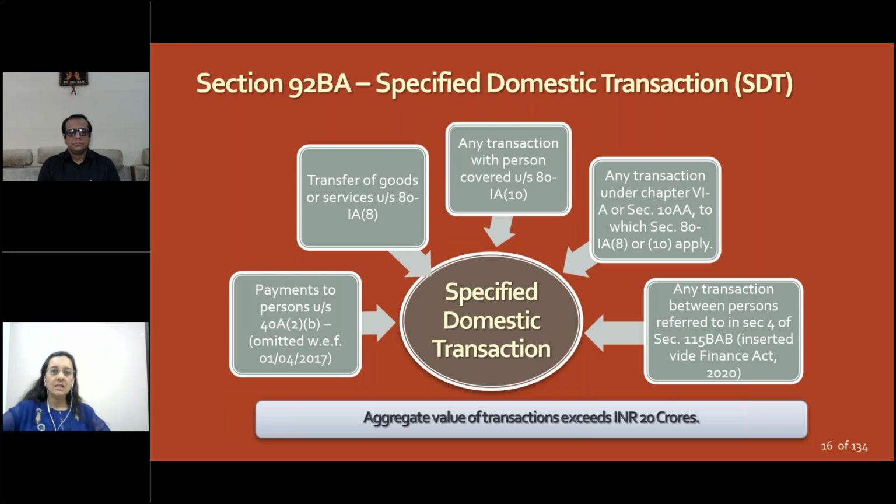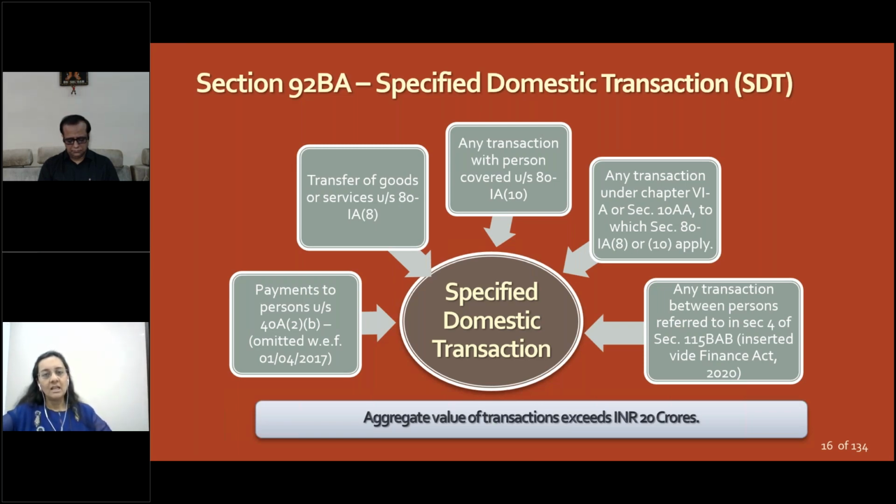Like I said earlier, based on the GlaxoSmithKline case, the SDT came into our law. The first thing that the SDT got into our law was 40A(2)(b). Now 40A(2)(b) was in our law for a long time. What was the need of inserting 40A(2)(b) into transfer pricing? If you remember, 40A(2)(b) said that there is no expenditure that is excessive or unreasonable. But there was no yardstick to determine what is actually excessive or unreasonable.